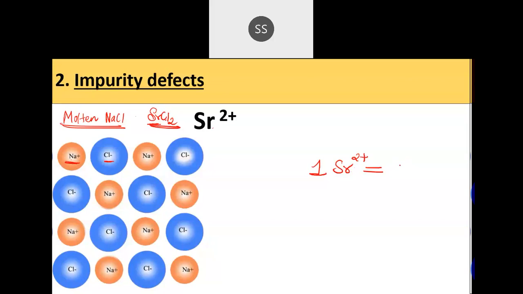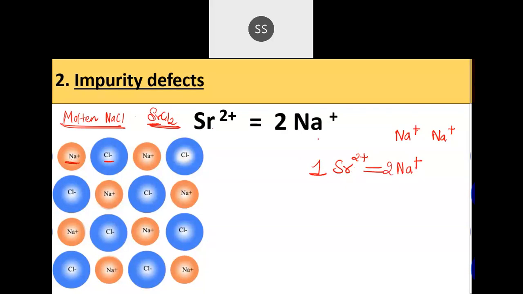So one sodium ion carries one charge. If I take 2, 1+ and one more + will give you 2+. So that means I should take 2 Na+. Correct, no? So one strontium ion will be equal to 2 Na+ ions.